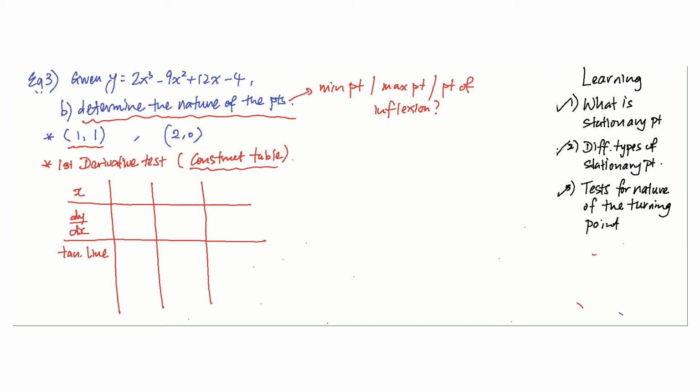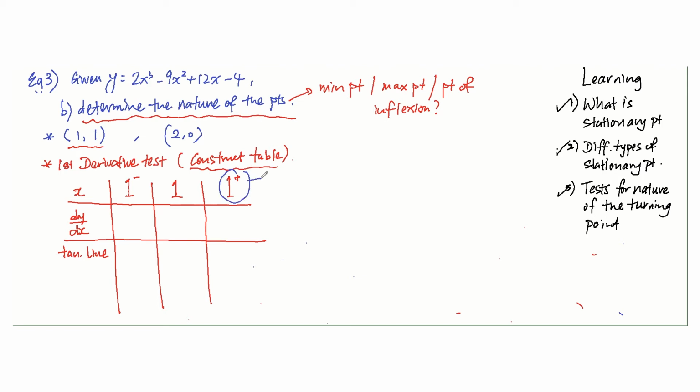So what are the values that I'm going to use? This first row is the x value, which I'm going to substitute into dy dx. Of course, we have x equals 1, because at x equals 1, I have my stationary point. That is why I'm going to introduce to you guys 1 minus and 1 plus. So what does 1 minus and 1 plus actually mean? Just a very simple thing.